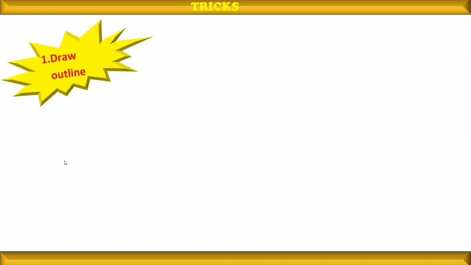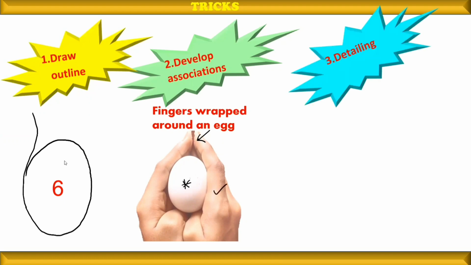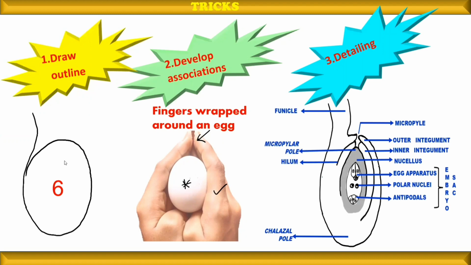So this diagram we shall start with the tricks. So here are the tricks as to how to draw the diagram. Always start with the outline, which appears like a 6. So that is a simple outline. Next, develop association. Here when you look at the diagram, it feels like the fingers are wrapped around the egg. The fingers, of course, representing the integuments, and the egg, the nucellus itself. And finally, do all the detailing with every part labeled.